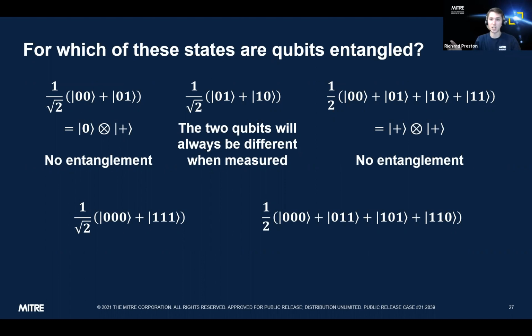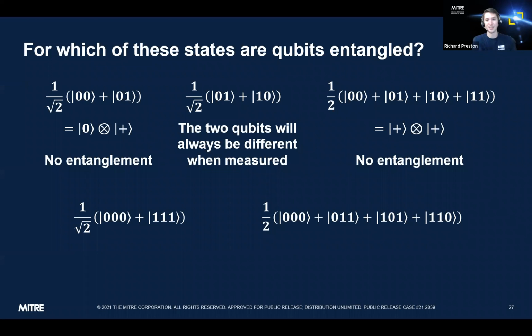It's still a 50% chance that I'm going to get a 0 or 1 with the other qubit. So you can actually factor this out, and you can see this is just 2 qubits put together. So there's no entanglement. One does not depend on the other. All right, what about this guy?